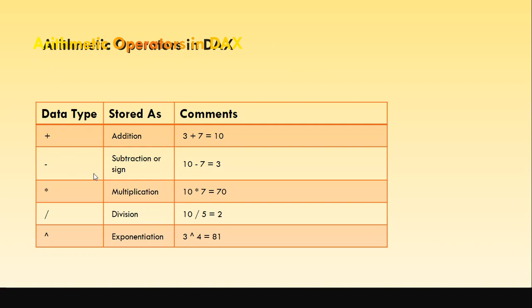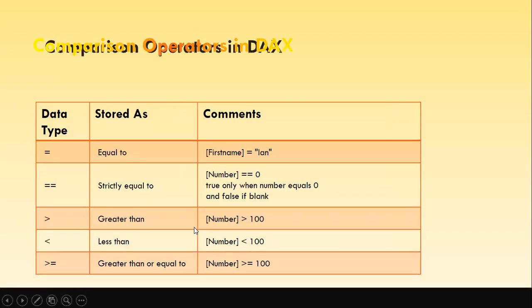So there is addition, subtraction, multiplication with star, division, and the caret for exponentiation. If you want to exponentiate, you can use the caret. And then comparison operators: the single equal sign, if you are using an if condition. If you want to compare for exactly equal to, use the double equal sign. And then greater than, less than, and greater than or equal to. These are self-explanatory.